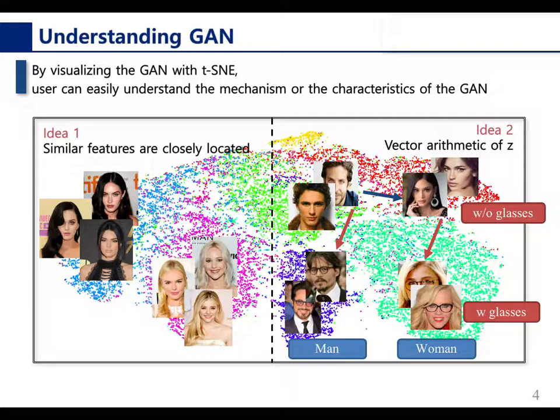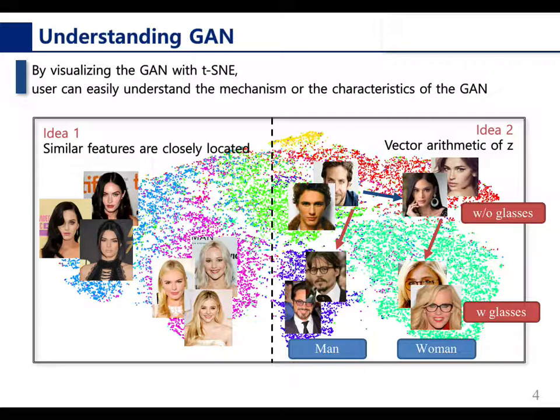For example, we can expect that this cluster means the man with the glasses. Then, taking the random vector G of this man with the glasses, minus the man without the glasses, plus the woman without the glasses, we expect that images of the woman with the glasses would be located here. So this is our proposal, and thank you for listening.